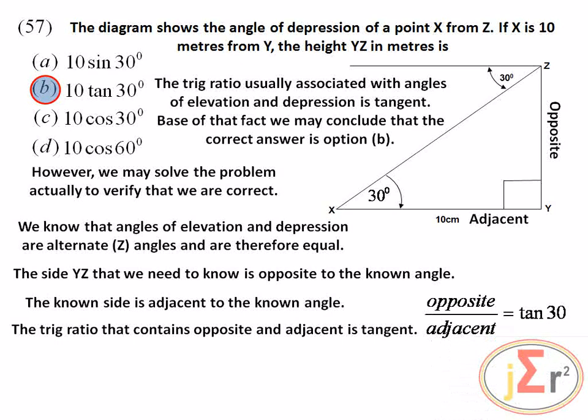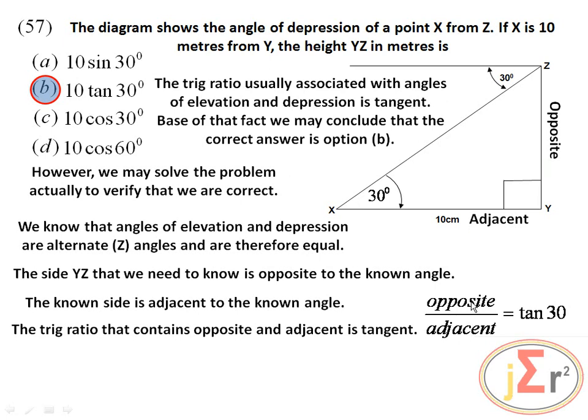We may say that we have verified that already. Opposite over adjacent is equal to tan 30. We have the adjacent as 10 and the opposite is what we need to find. We need to include opposite and adjacent. The tangent trig ratio is what we have to use. And specifically, tangent is opposite over adjacent.